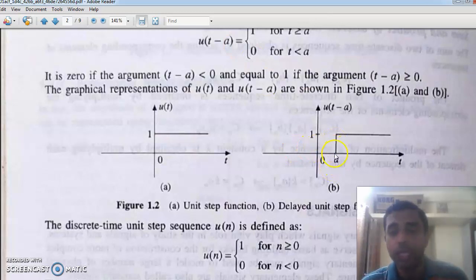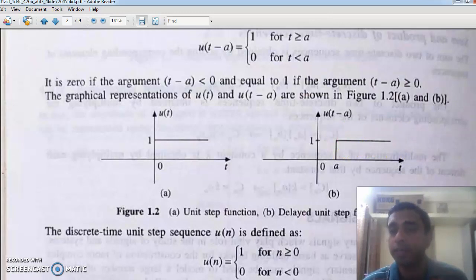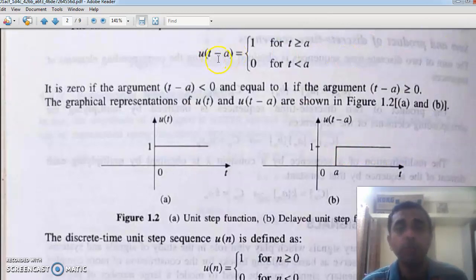So the signal starts at t equal to a. From this point it starts, and afterwards the value of u of t minus a is 1. Afterwards the magnitude is 1. So how can I write the definition? The definition is u of t minus a is equal to 1 for t greater than or equal to a, and it is 0 for t less than a. Before this point it is 0; from this point it is all 1.